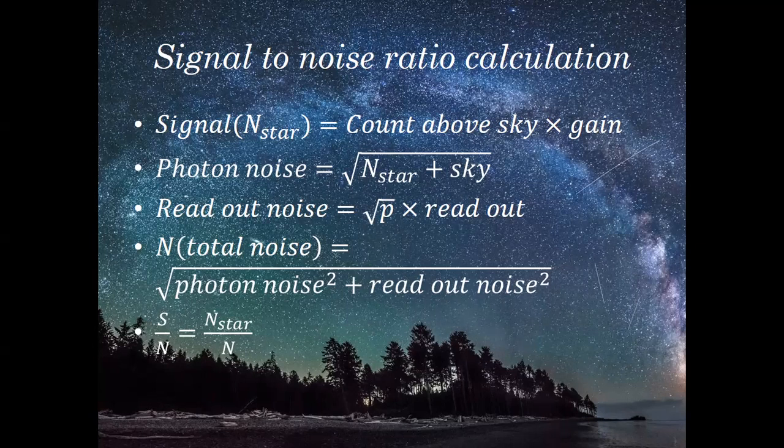Gain is basically the contribution of intensity of every pixel. So signal is determined by the counts above the sky contributed by that image, multiplied by gain. The second step is finding the photon noise, because photon noise is induced in the CCD at the time of generation. So how do you calculate your photon noise?